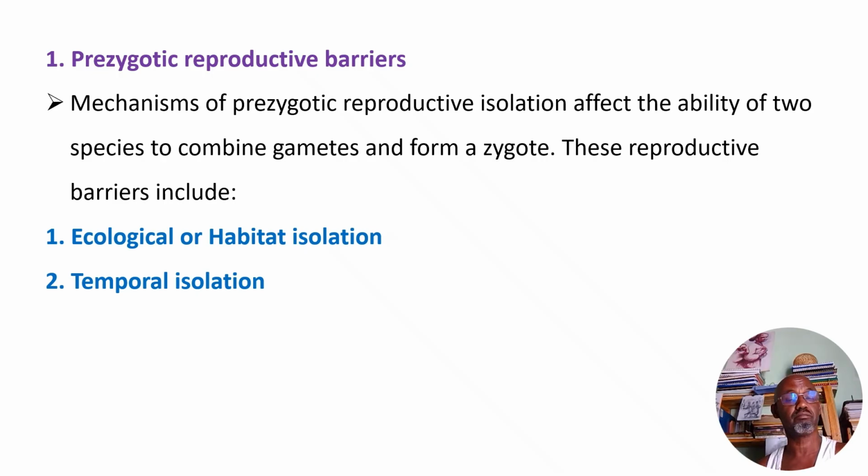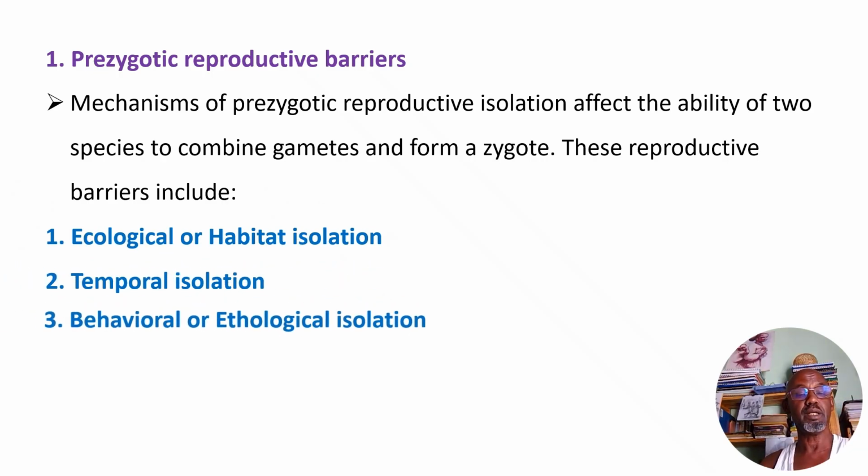The second is temporal isolation. Temporal refers to time: the time or season of reproduction. One may reproduce in the summer, the other in the winter. They can't synchronize their reproductive time, so they will remain separate, different species in the course of time.